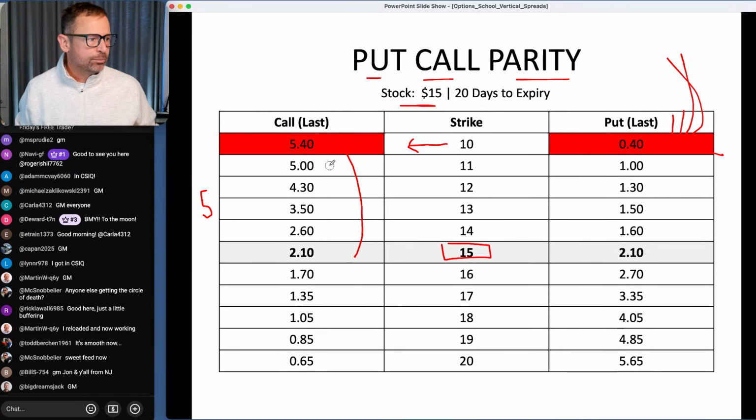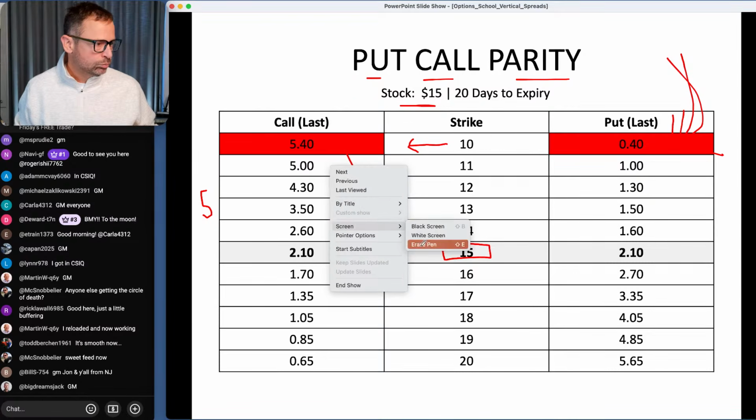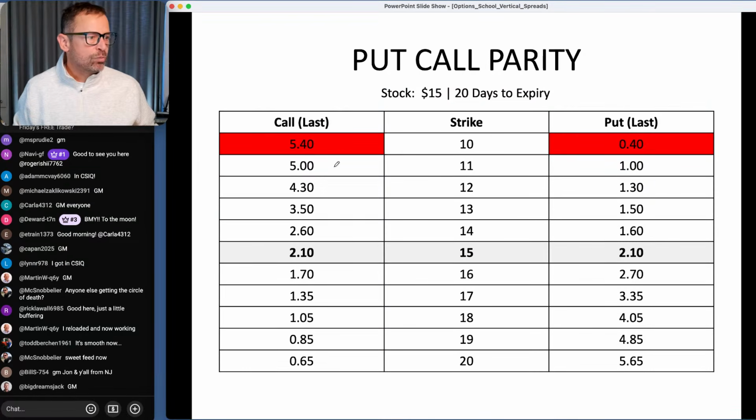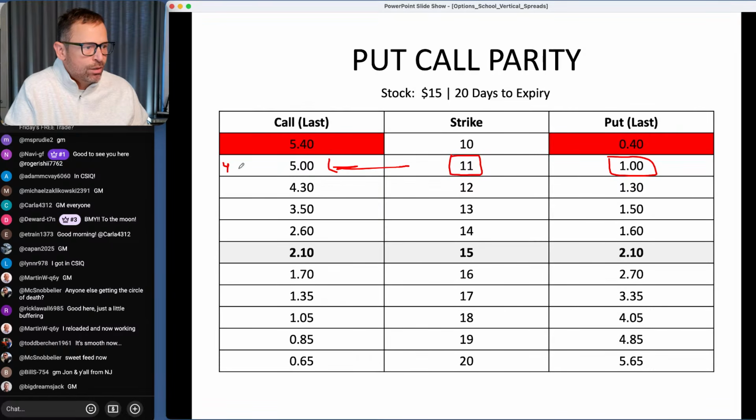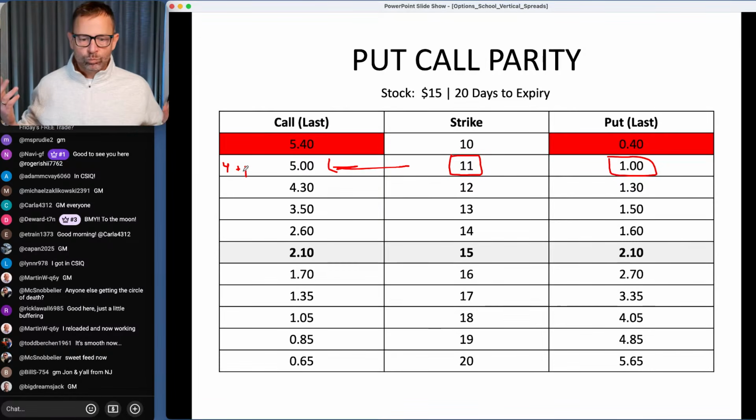Look at the fives. Right here, 11 strike. They're trading for $5. How much premium is in there? Oh, there's $1 of premium. There's $4 of intrinsic plus $1 of extrinsic equals 5.